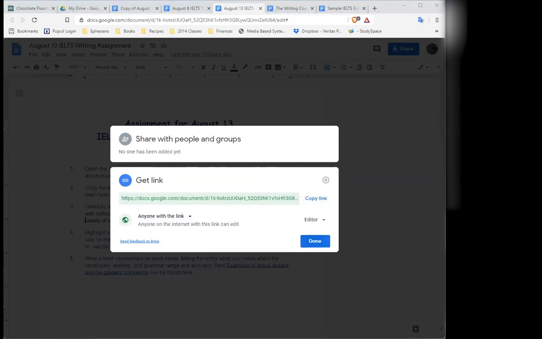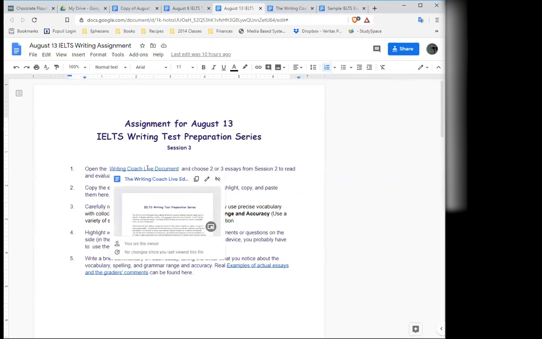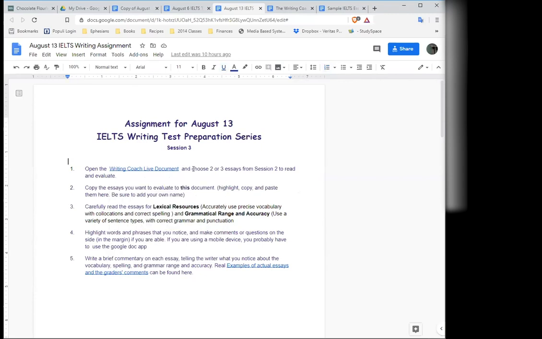Follow me. I need you to send this out again. This is the assignment document for next week, for next Thursday, okay? You're going to go back to the original Writing Coach Live document. Here's the link for it right here, see? That's the one where you guys pasted all your essays last week.